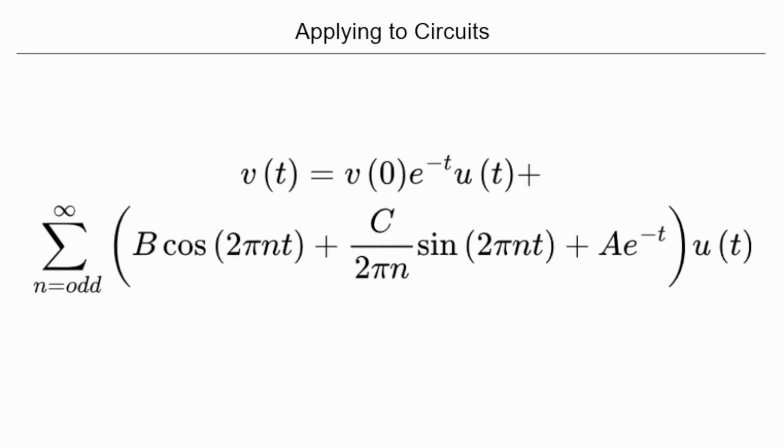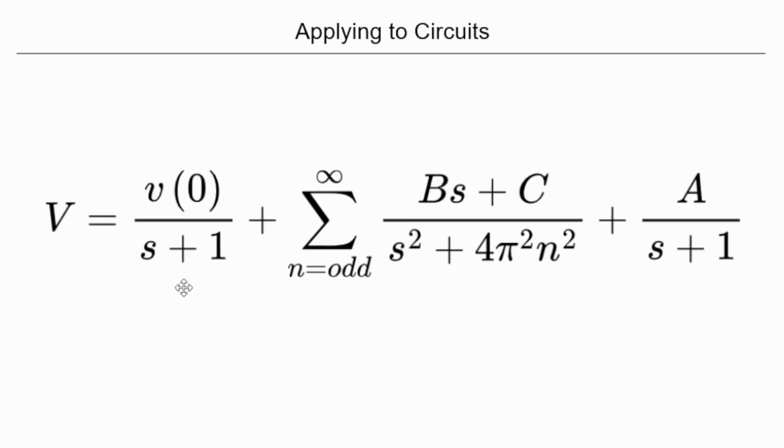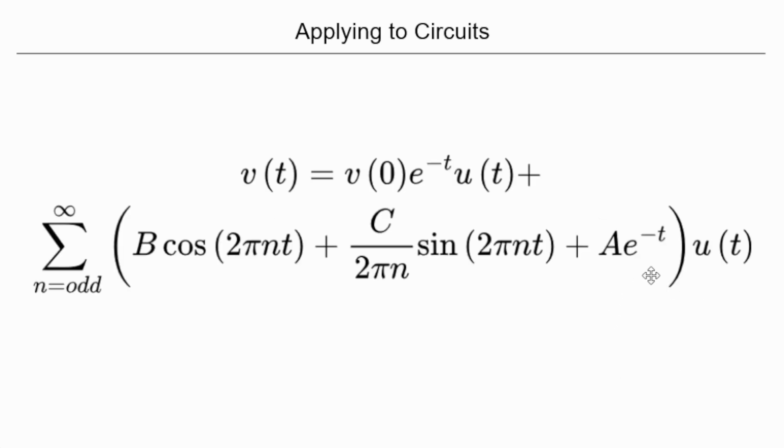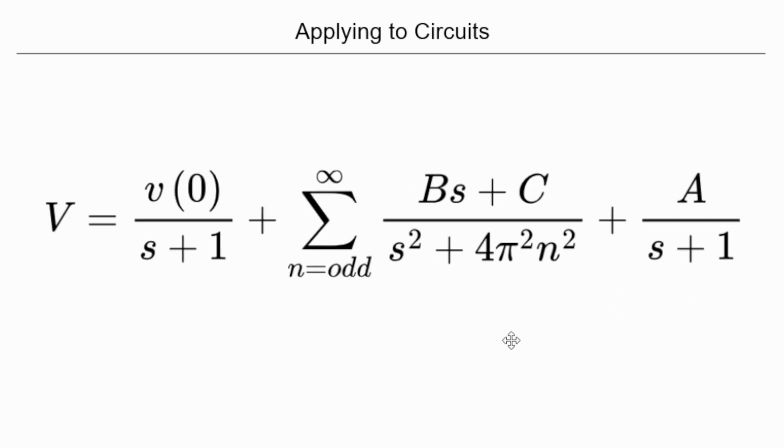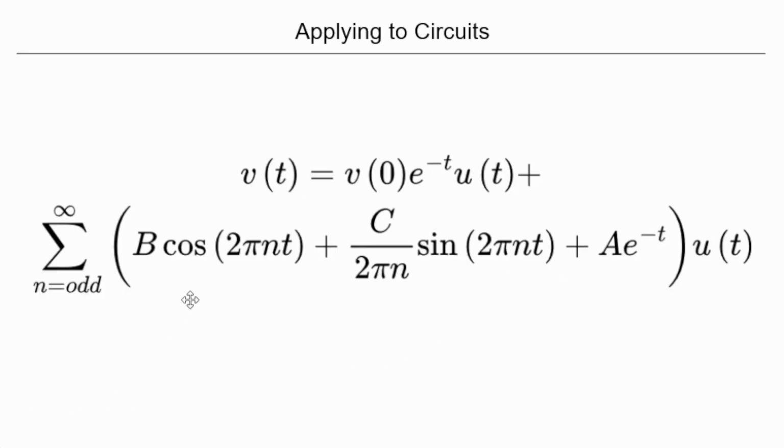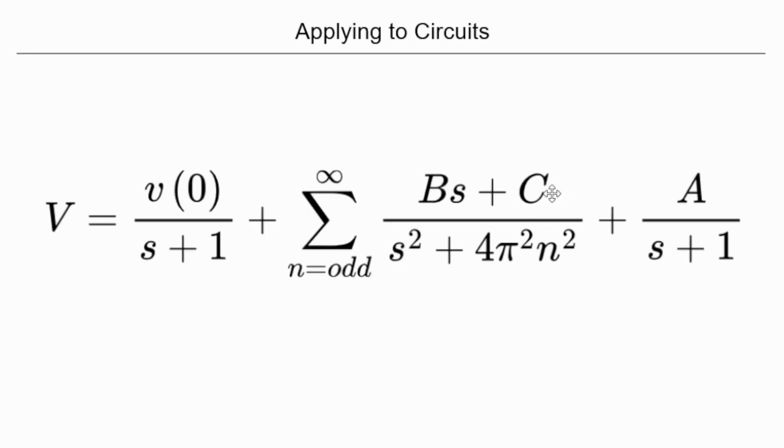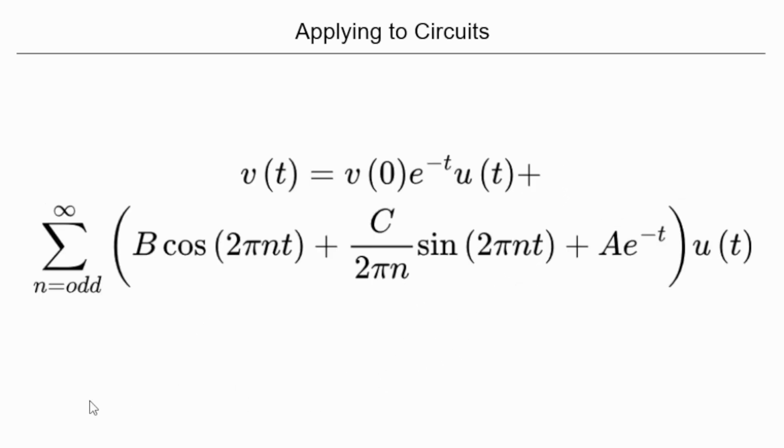Get something like this, which might look really messy, but as you can see, e to the minus t is just s plus 1. And also s plus 1 here, so that's also e to the minus t. And this s squared plus 4 pi squared n squared, this b s part turns to this cosine, and this c turns into sine. Of course, everything multiplied by u of t to show that it starts at t equals 0. So this is our v of t.